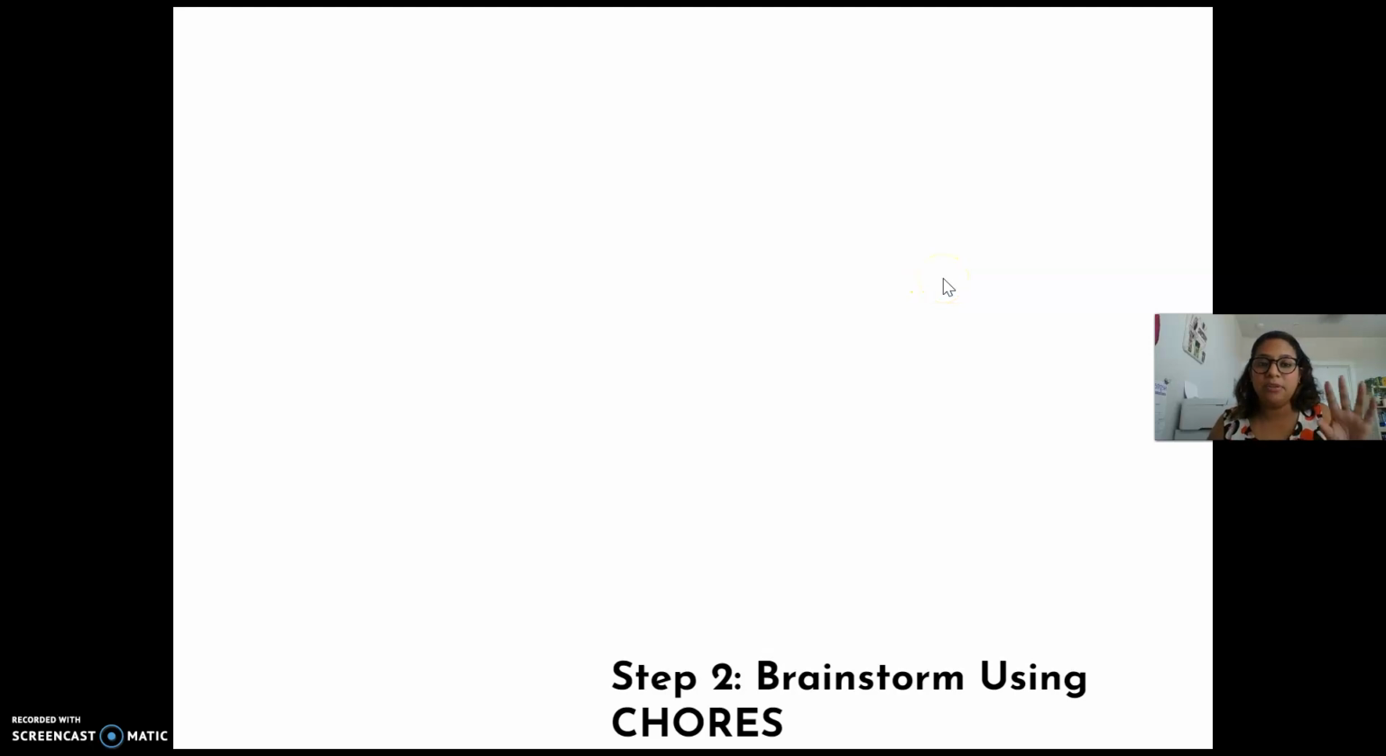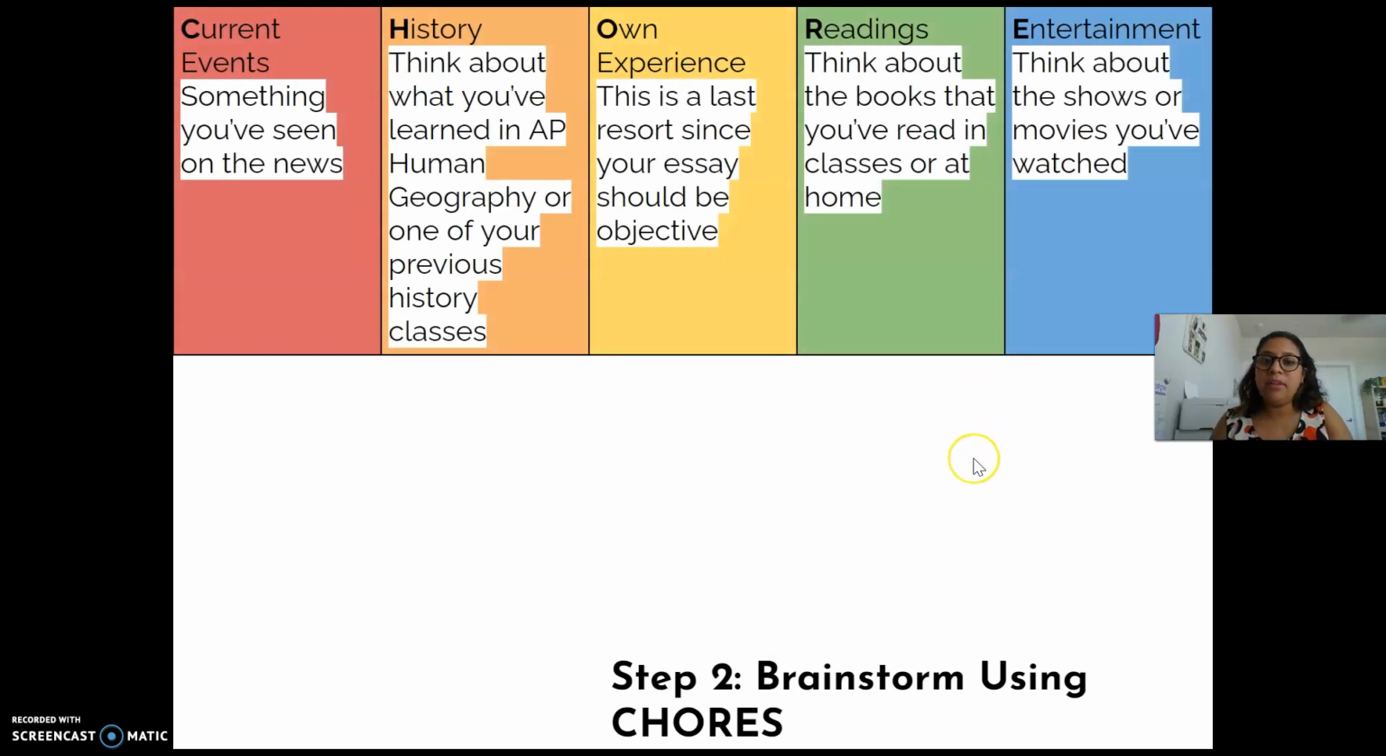That brings us to step 2. We know the question that we're trying to answer. We now need to think about ideas related to this topic of the positive and negative effects of technology on modern society. So CHORE stands for current events, history, own experience, readings, and entertainment.